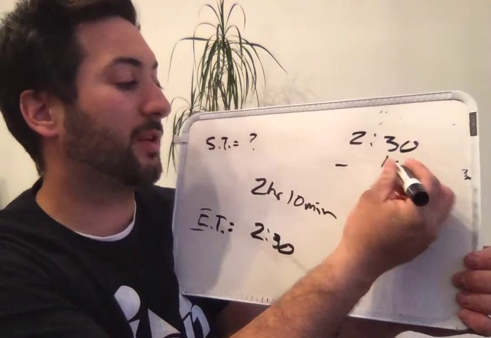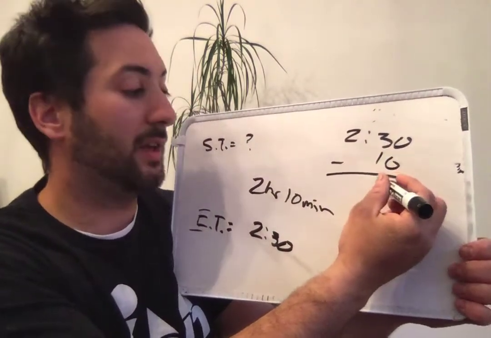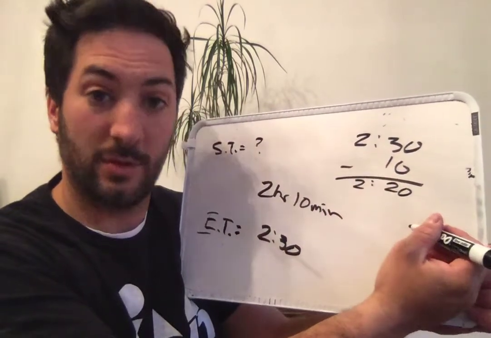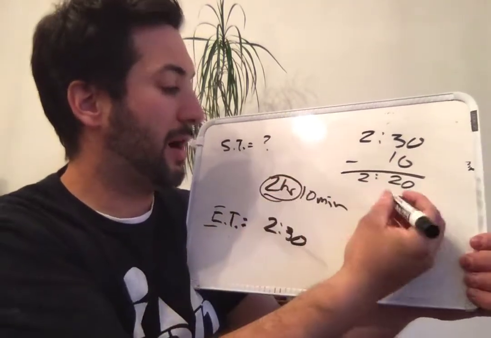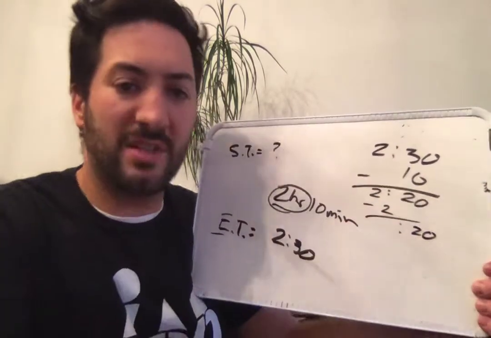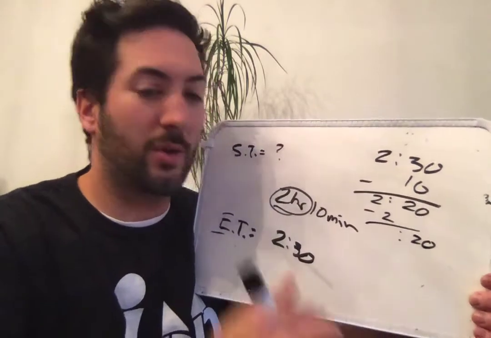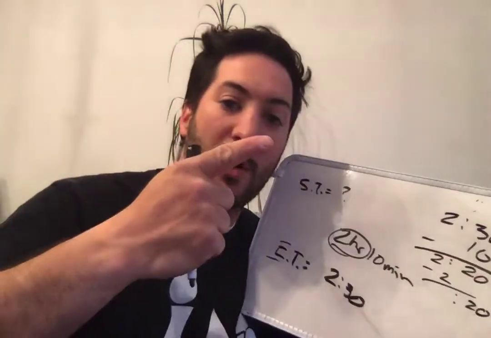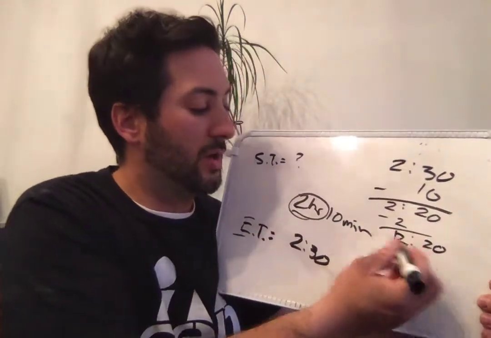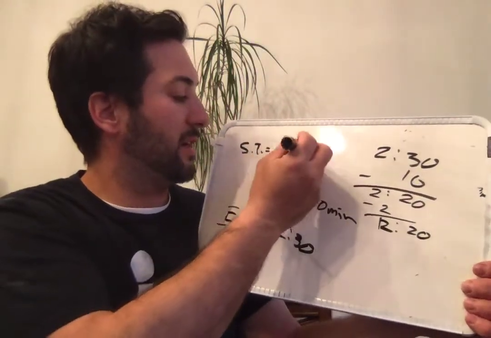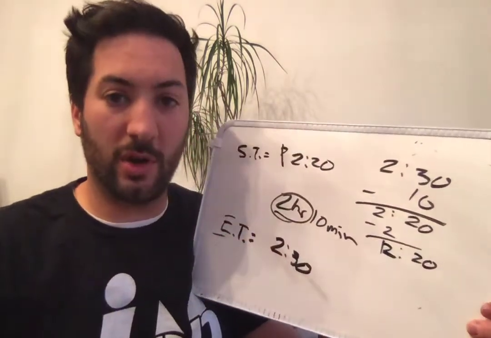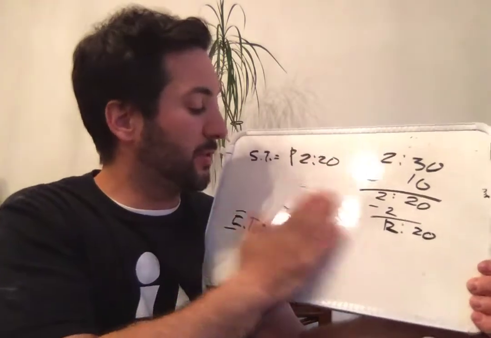I'll take away the 10 minutes first. 30 minus 10 is 20, right? So 2:20. Now we take off the 2 hours. 2 minus 2 is 0, but there's no 0 o'clock. So you go backwards. 2 o'clock, 1 hour before that is 1 o'clock. Another hour before that is 12 o'clock. So 12:20. So we started at 12:20, and 2 hours and 10 minutes later is 2:30. Okay, you get that?